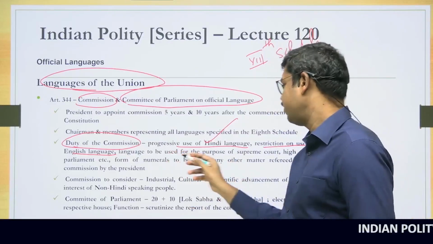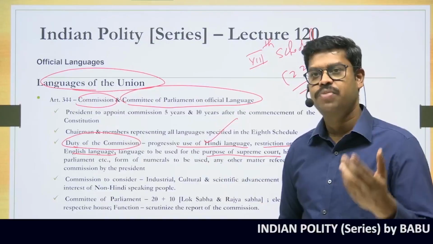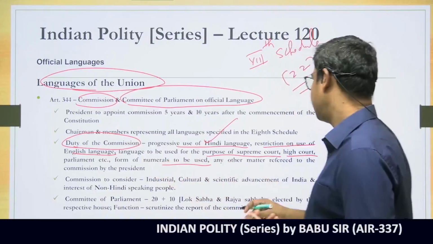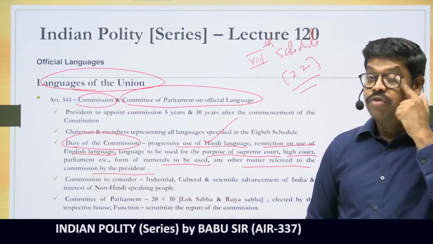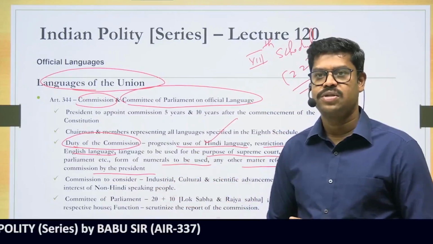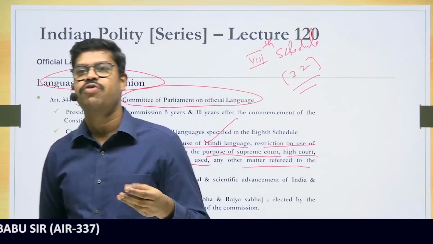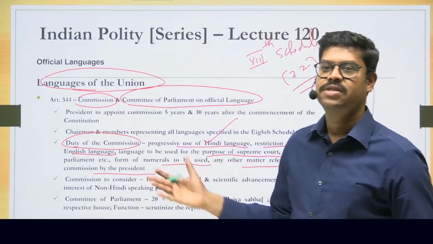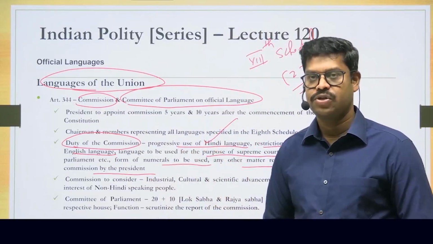And of course, the languages to be used for the purpose of the Supreme Court and High Court. So what languages shall be used in the Supreme Court, High Court and Parliament? The form of numerals to be used and any other matter referred to the commission by the President. So there are a few functions that the commission has to perform that are given in the Constitution itself. Apart from that, whatever function the commission is to perform is to be determined by the President of India, and to that extent the commission may give the recommendation to the President of India.